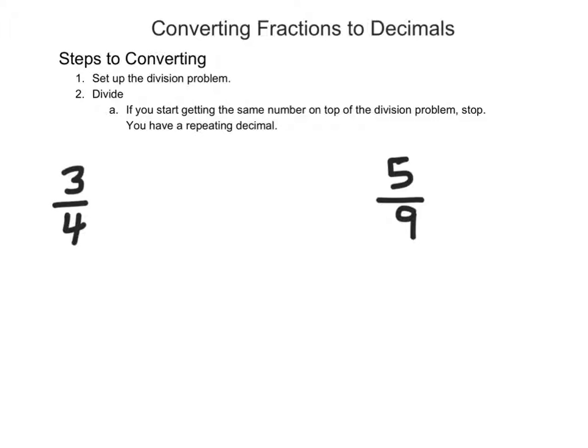When you're doing the division, if you start to get the same number each time, you're repeating a pattern, that means it's going to be a repeating decimal, and you can stop. And we'll talk about that too. So let's look at this first one.